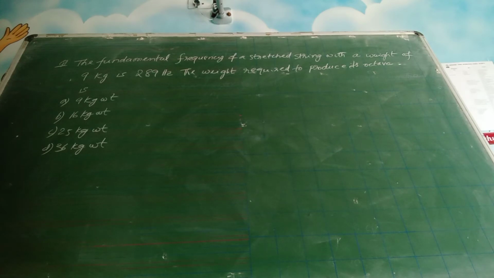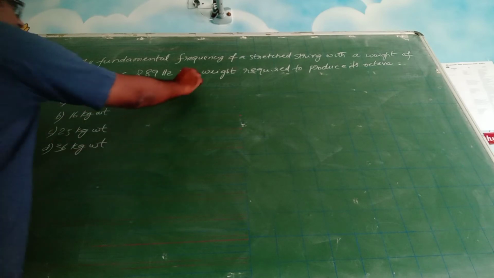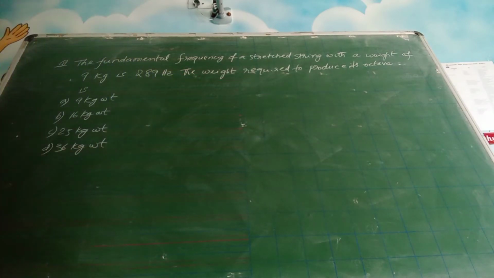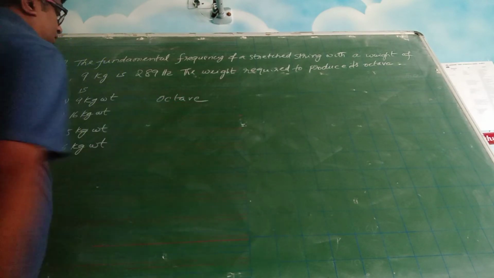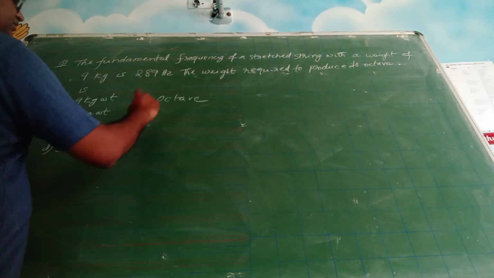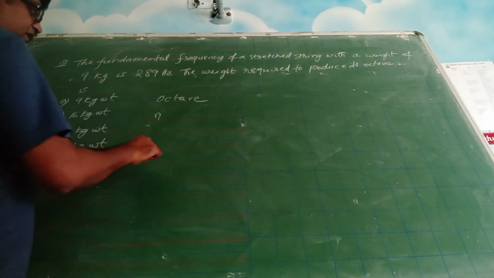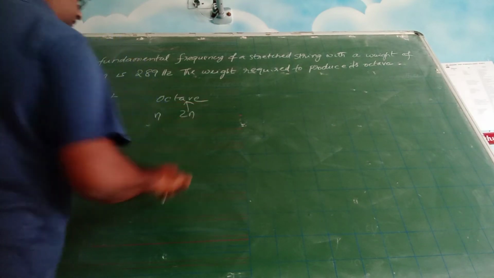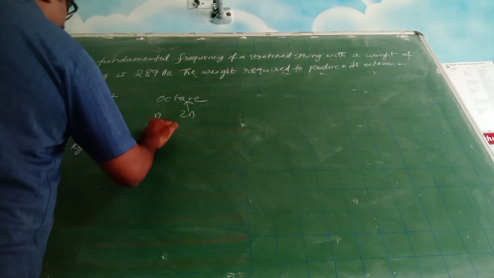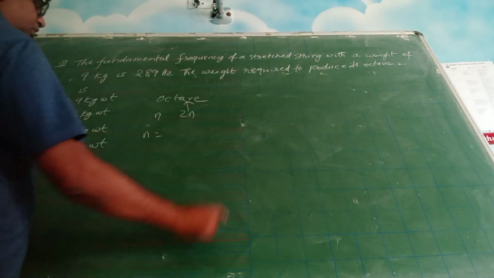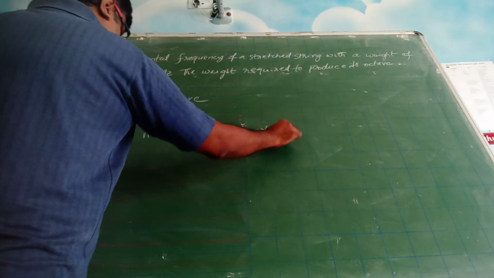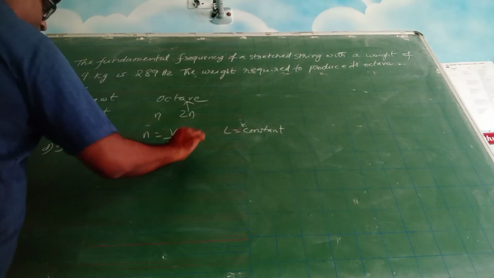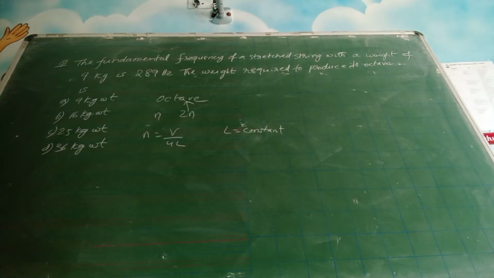The fundamental frequency of a stretched string with a weight of 9 kg is 289 Hz. The weight required to produce its octave is, octave means, octave corresponds to the frequency which is double the natural frequency. If n is your natural frequency, 2n will be the octave. Okay. Now n is equal to, I am assuming both ends are fixed. So if both ends are fixed, the string length is constant, right? So n is basically v upon 4l, assuming both ends are fixed.